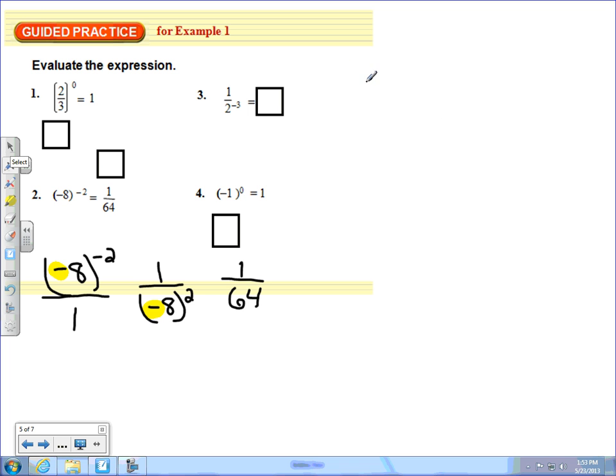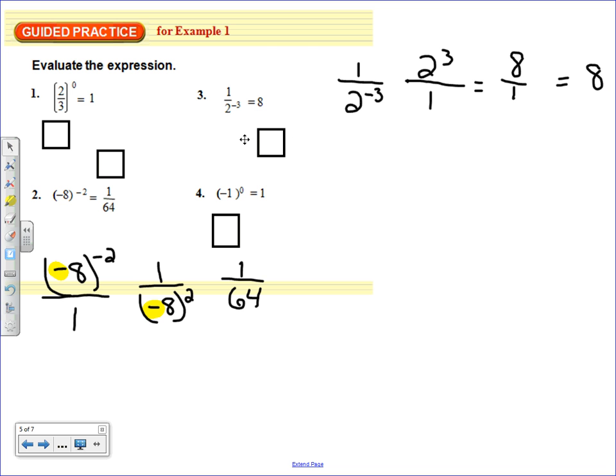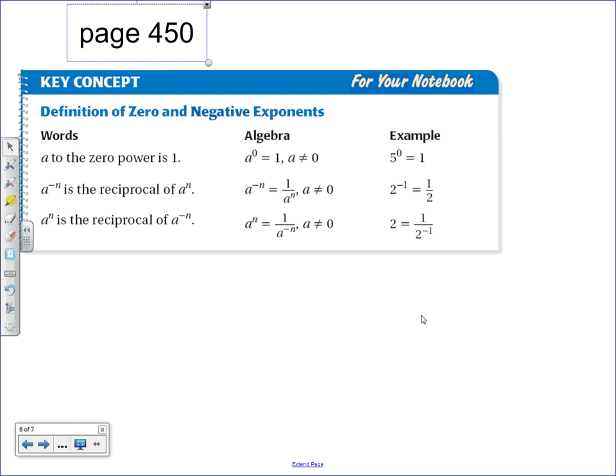Back up here to problem number 3, we have 1 over 2 to the -3. To get rid of that negative exponent, get it into its best form, we're going to use the reciprocal. The reciprocal would be 2 to the +3 over 1. 2 to the 3rd power, 2 times 2 is 4, times 2 again would be 8 over 1. And of course, in its best form, it would simply be 8. Check, make sure we did it correctly, and let's move on. These are key concepts in your book on page 450.